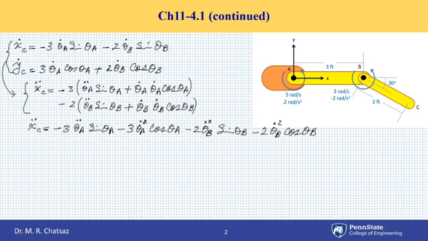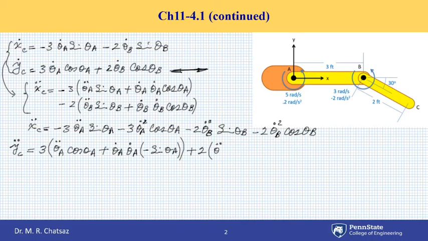If I do a similar thing for the y component of acceleration by taking derivative of this equation, I will have the following: 3 times derivative of first is theta double dot A times cosine of theta A plus theta dot A times theta dot A times minus sine of theta A. And then I have for the second term plus 2 times theta double dot B cosine theta B plus theta dot B times theta dot B, derivative of cosine is minus sine of theta B.